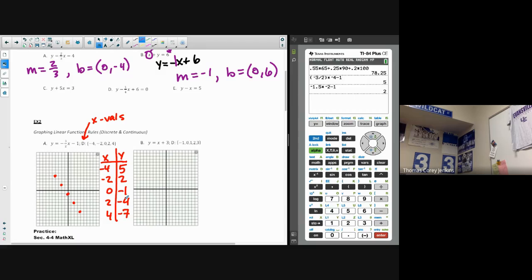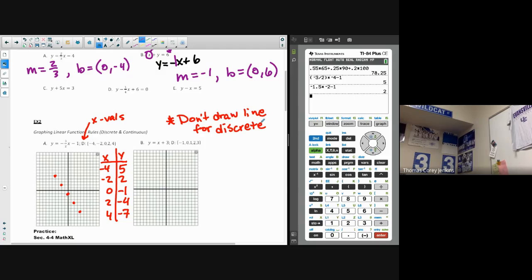Now, what you're going to want to do there is draw your line, because that's what you've always done. But if they give you a domain, all they want is those points, okay? In other words, you don't really connect the dots or draw your line for a discrete function, okay? So I'm going to write that down. Don't draw line for discrete.